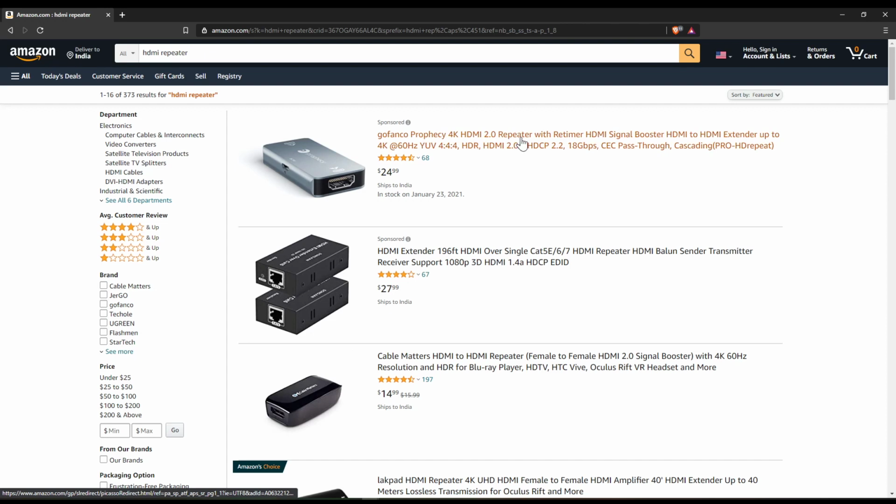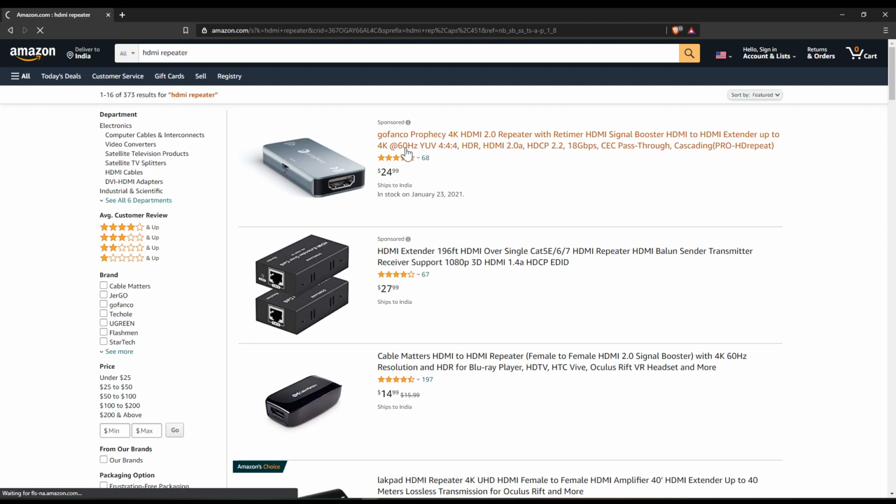You see HDMI 2.0 repeater, signal booster. So HDMI 2.0 repeater, signal booster, HDMI extender, because these are just synonyms for repeater.